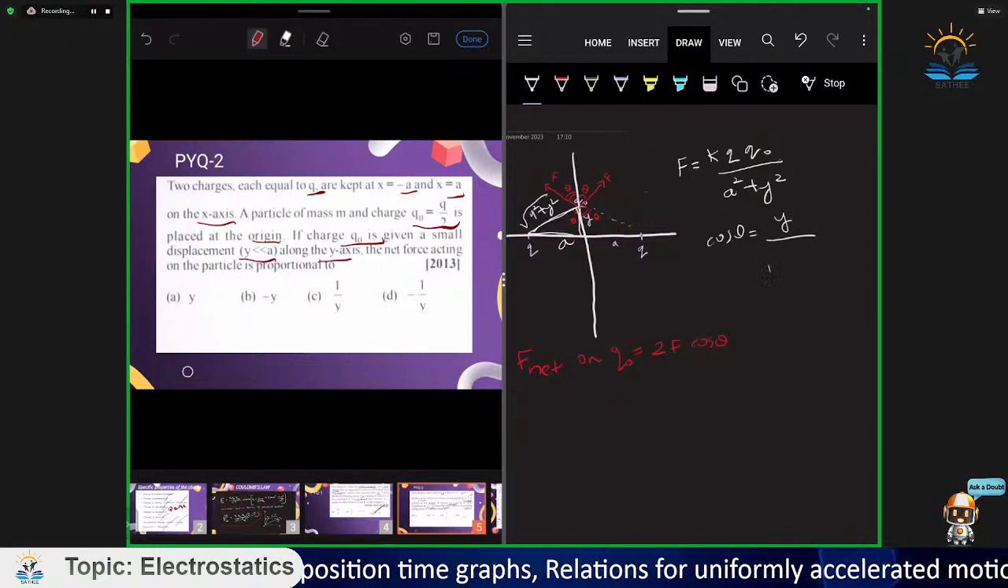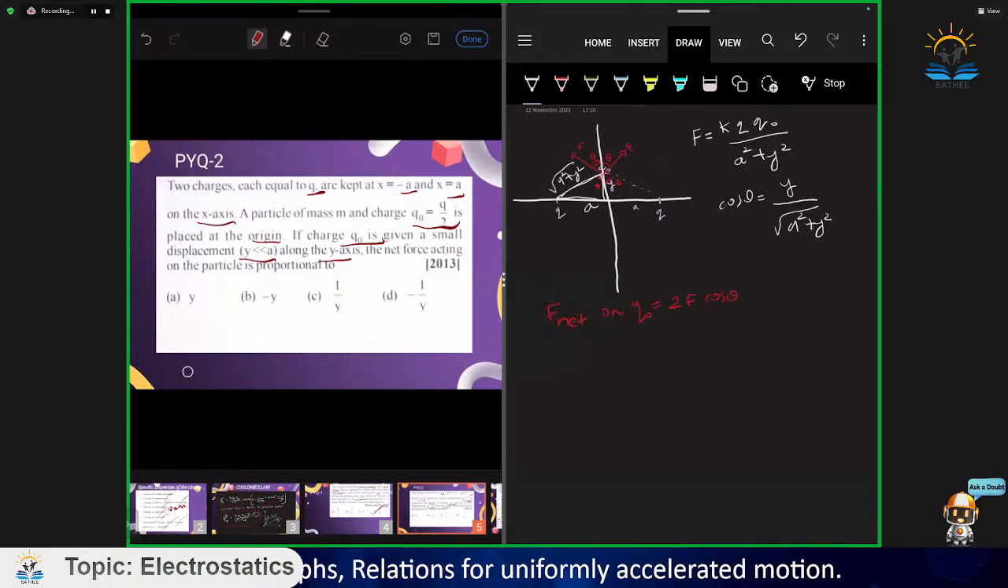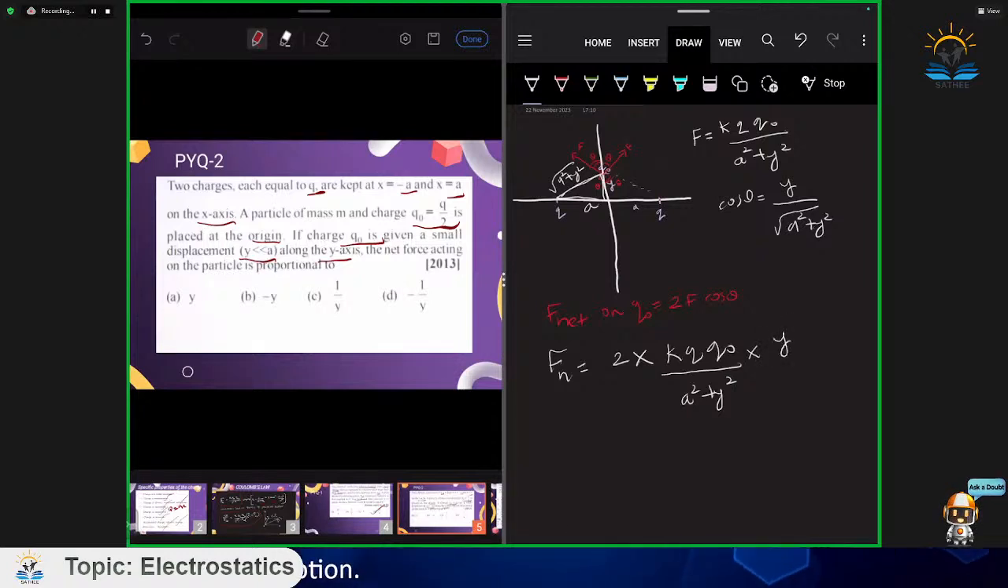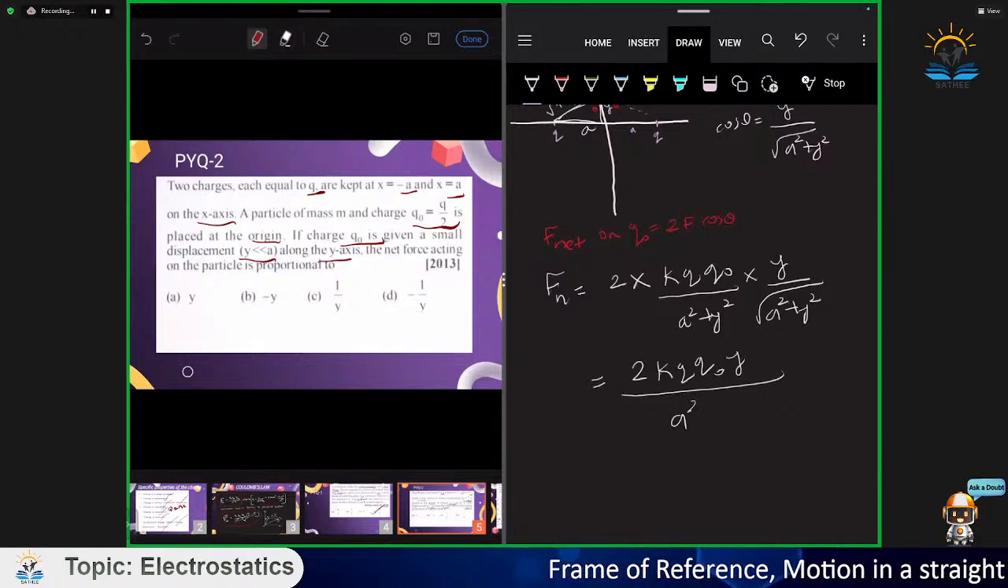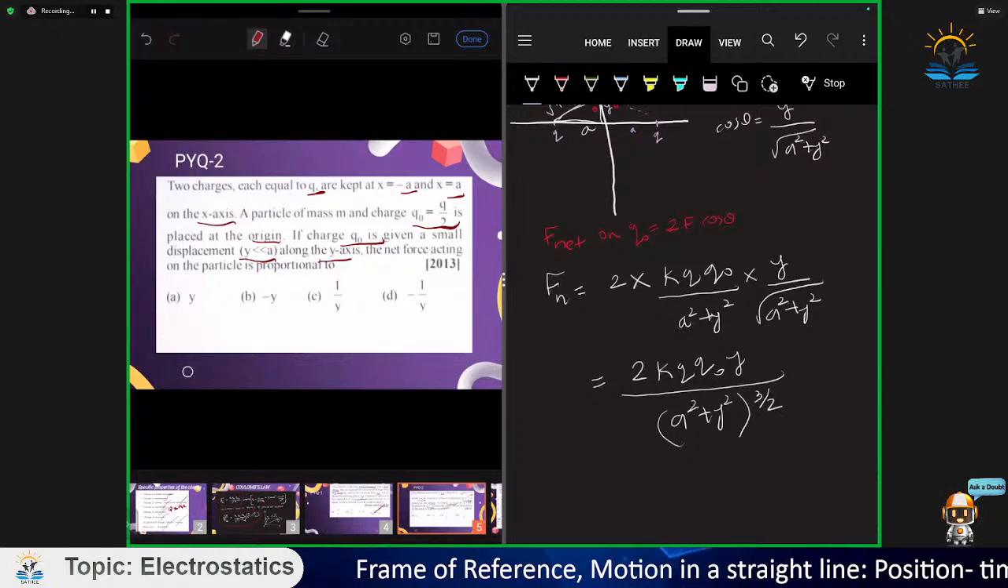Y divided by root of a square plus y square. Easy. So the F net will be 2F cos theta. So 2 into F is KQ0 divided by a square plus y square into cos theta, which is y by root of a square plus y square. Easy. So finally we can write 2KQ0y by a square plus y square whole raised to 3 by 2.